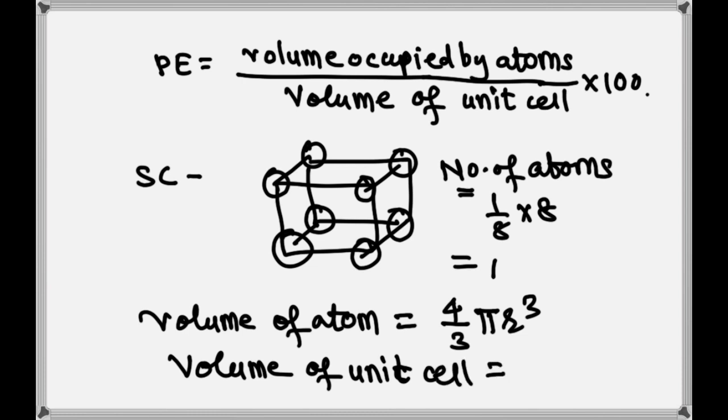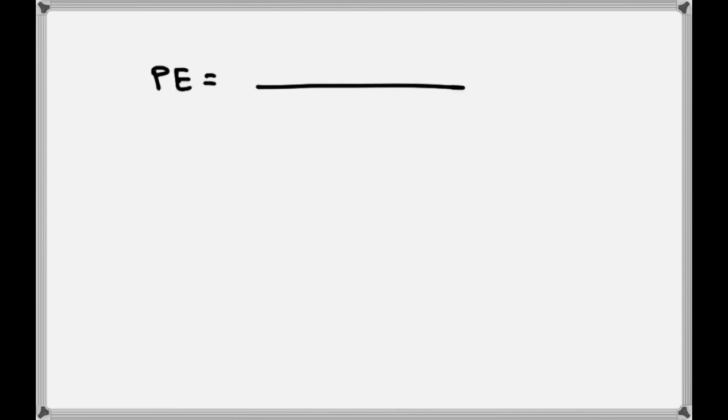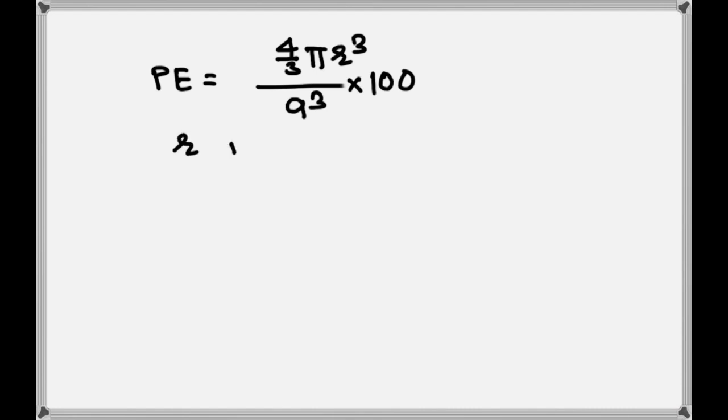The volume of the unit cell, with edge a, is a cube. Therefore your packing efficiency is equal to volume of the atom, that is 4/3 pi r cube, divided by a cube, multiplied by 100. So this equation will give us packing efficiency. Now here the problem is we have to convert the value of r in terms of a.